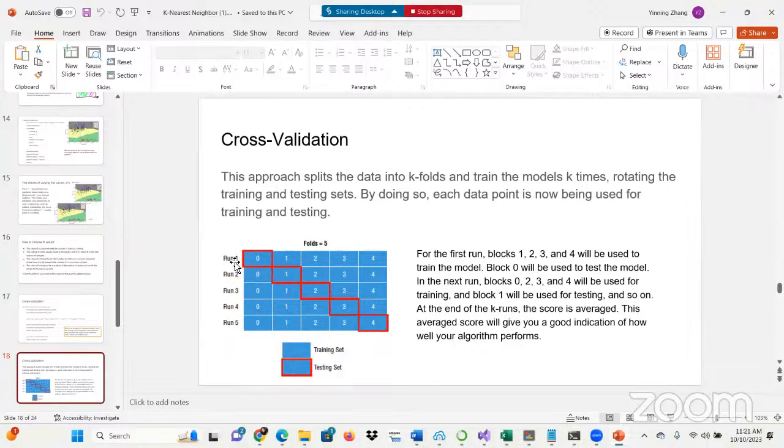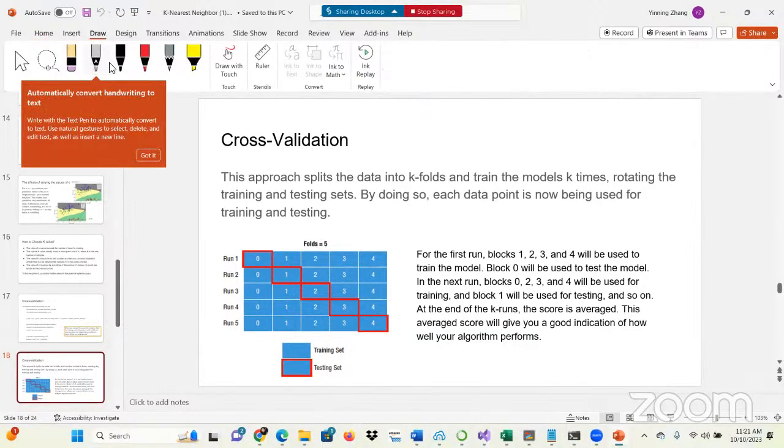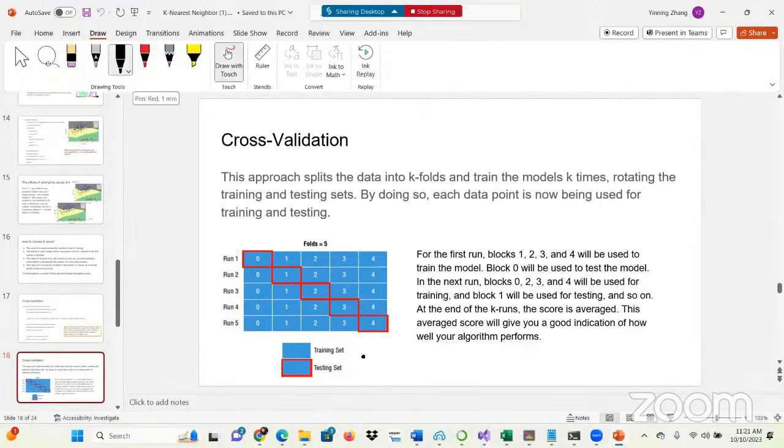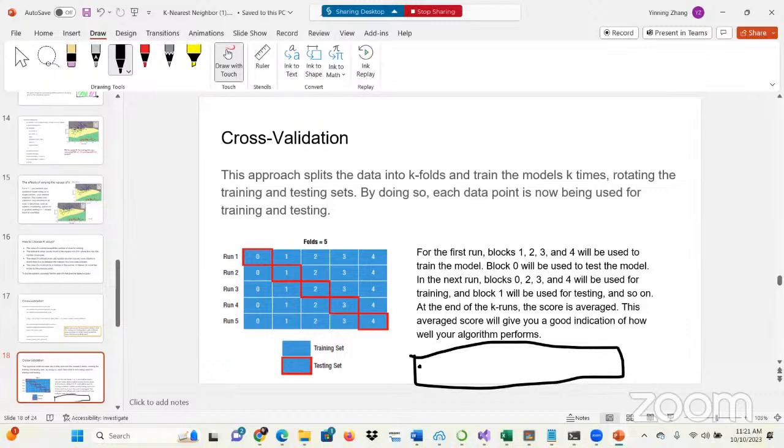For each experiment, this is experiment 1. This is the whole data set, right? 100 cases. For the first experiment, it pulls up this part for the testing data set. And then when it goes to the second experiment, it pulls up this part for the testing data set. So this is more representative than just running one experiment, right?